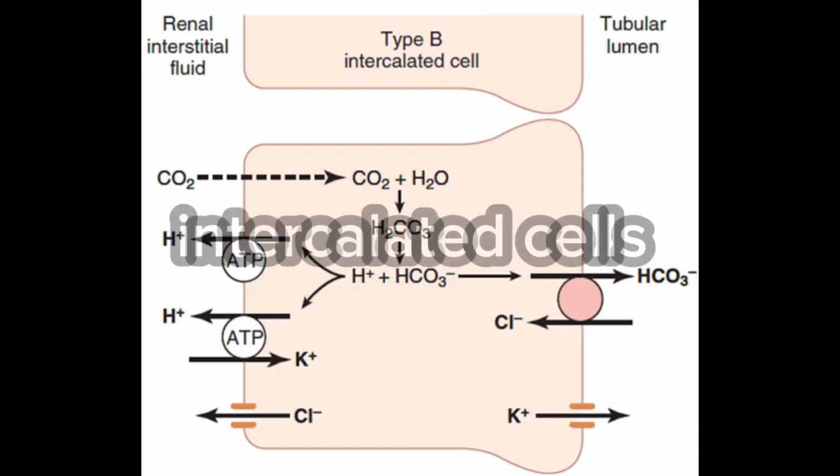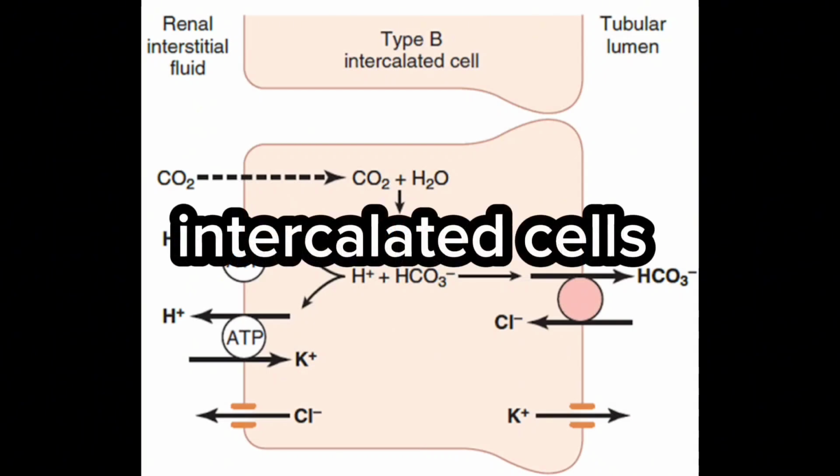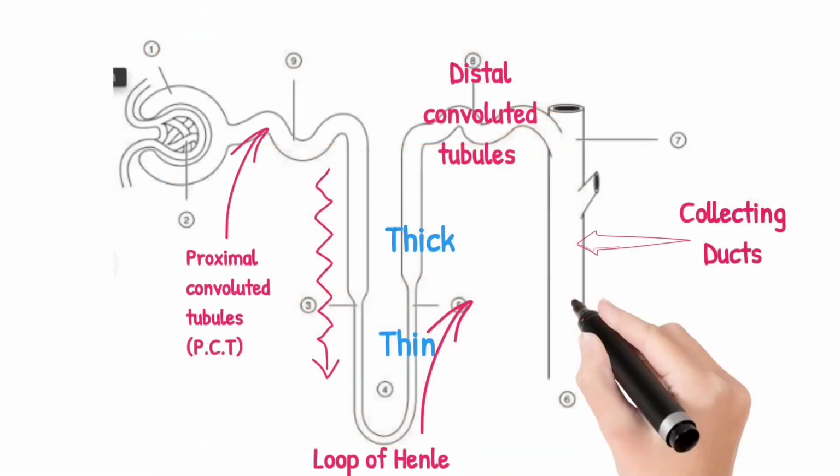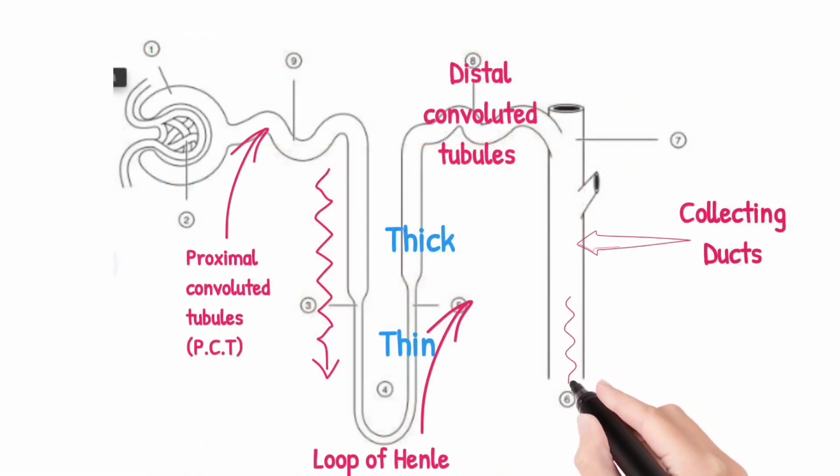Then we have the intercalated cells, and these help with the acid-base balance, meaning they help with controlling the body's pH. We will explain these cells in more detail in a separate video. So to recap, today we looked at the nephron structure and focused on the juxtaglomerular apparatus, how it works, what cells it includes, and what it does.